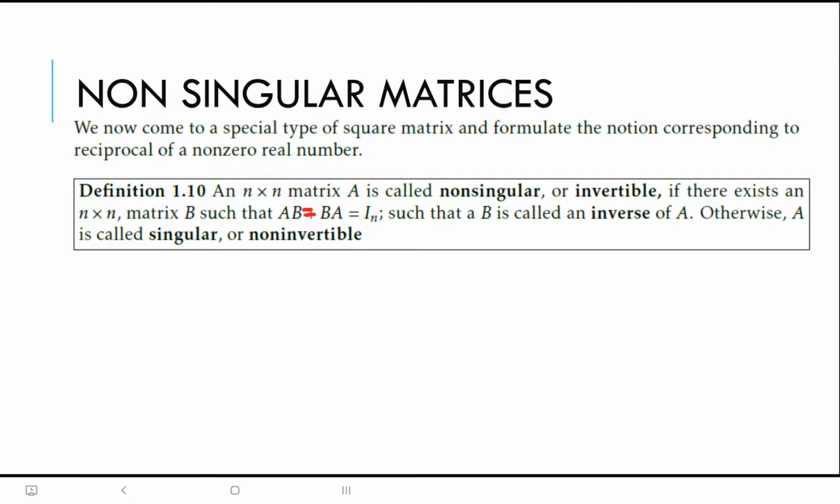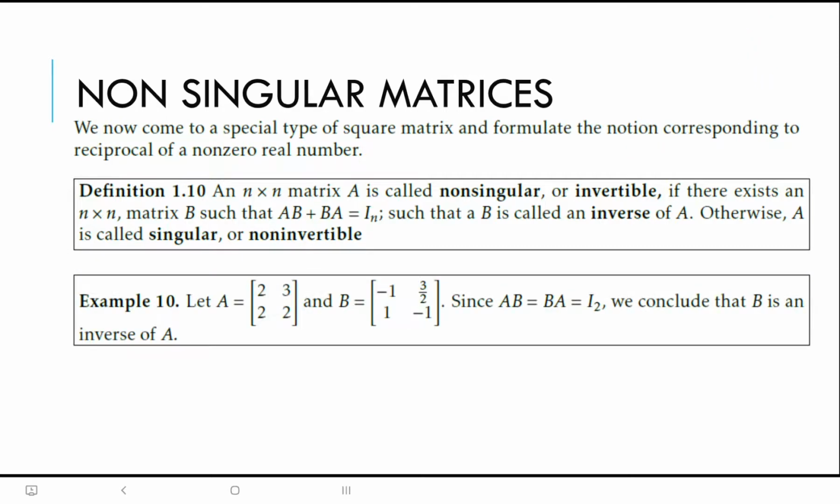Okay? So, yung B, ang tawag natin dito ay yung inverse ni A. Okay? So, pag walang nag-i-exist na inverse ni A, ang tawag natin sa kanya ay singular or non-invertible. Okay? Madali lang naman tandaan, no? Pag singular or single ka, malamang wala kang partner. So, wala kang inverse.